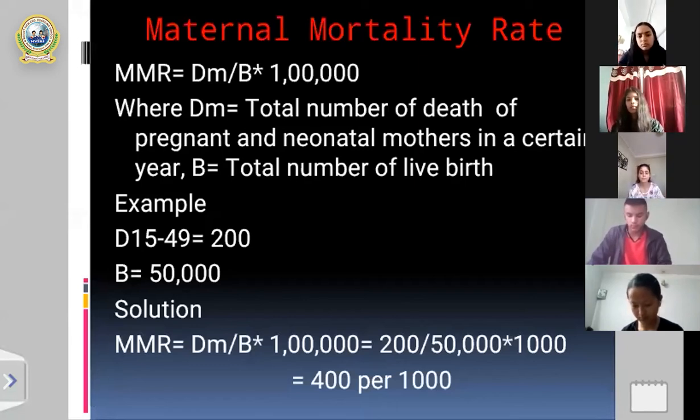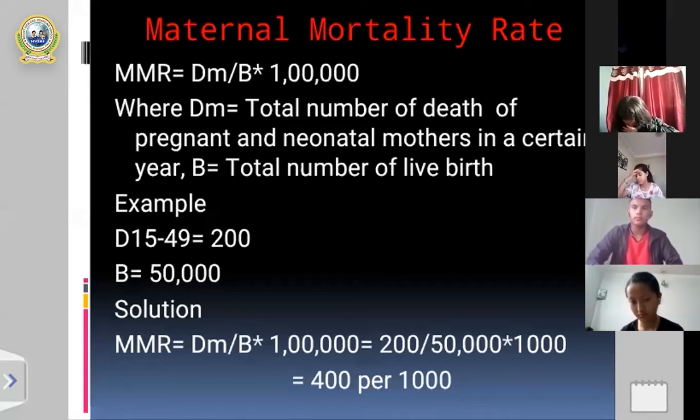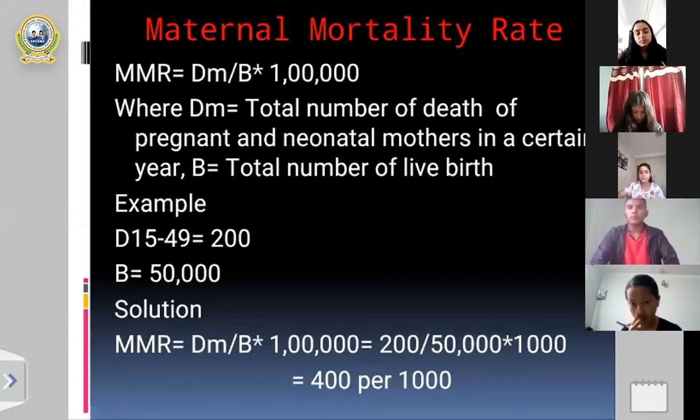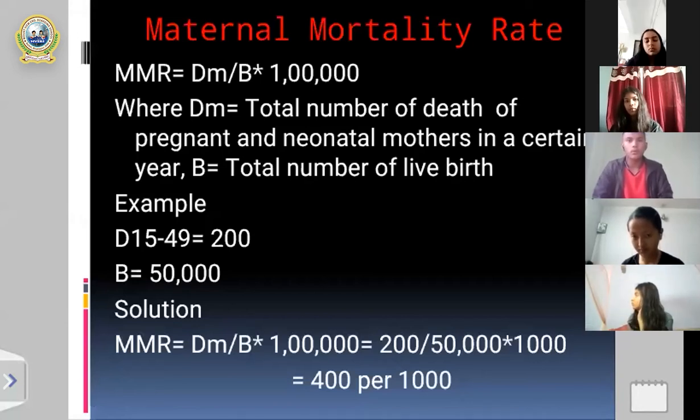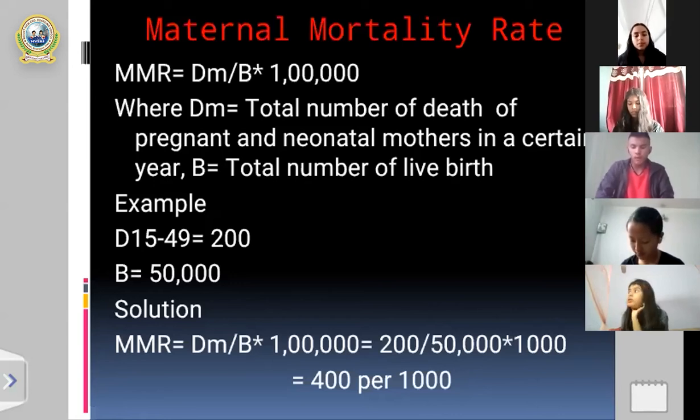After then, my dear students, you can see MMR equal to DM divided by B, where DM equals the total number of deaths of prenatal and neonatal mothers in a certain year, simply the total number of deaths of mothers, and B equals the total number of live births. So the total number of deaths of pregnant or neonatal mothers in a certain year, divided by the total number of births in that year, multiplied by 1 lakh.